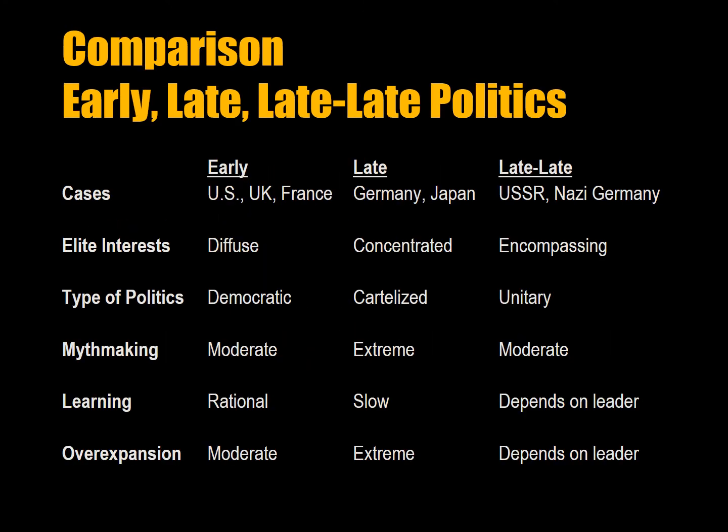So here, if we look at this chart, you can see the different states represented by how late they industrialized. And we could look at the impact it had on elite interests, the type of politics, myth-making, the learning, and ultimately whether or not it produced overexpansion. So the results in the case are, as you had read in the case study of Japan and its cartelization, the ultimate result was an attack on the US by Japan at Pearl Harbor. And this attack had almost no chance of producing victory in war.